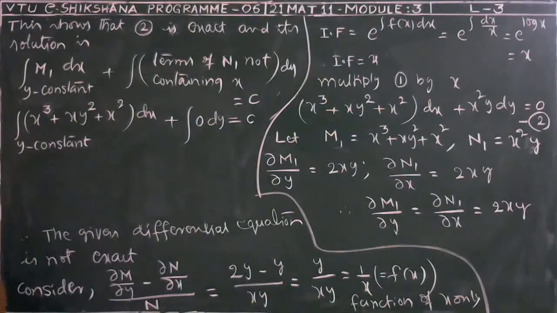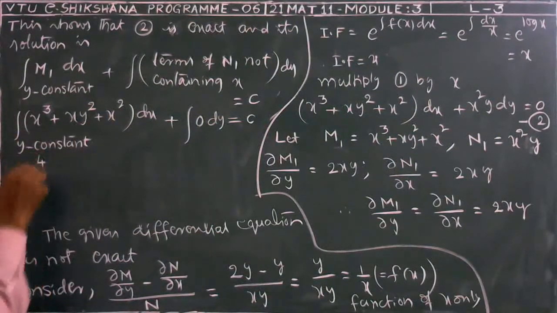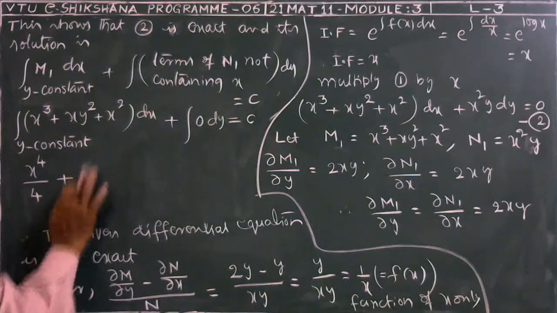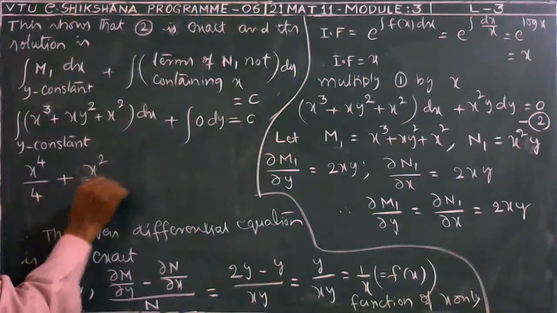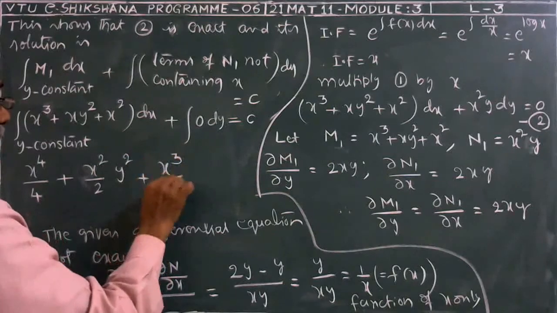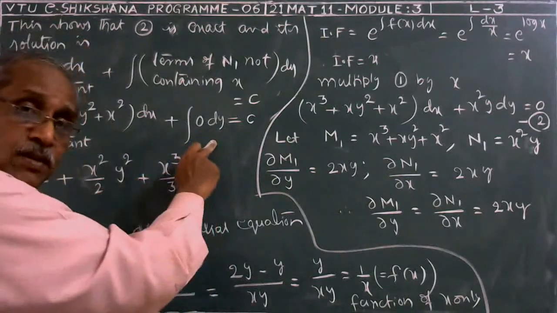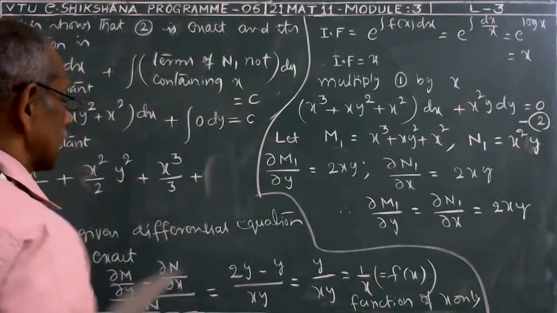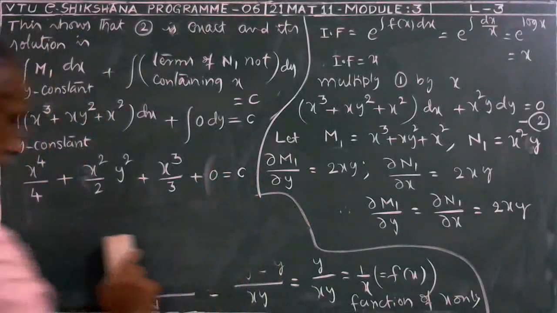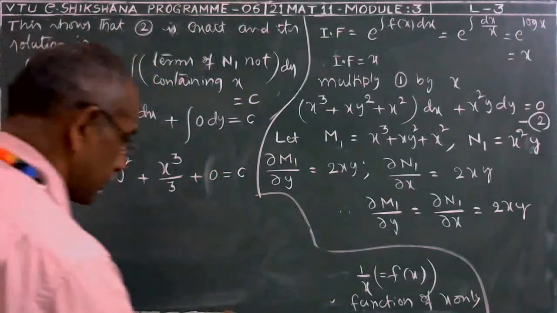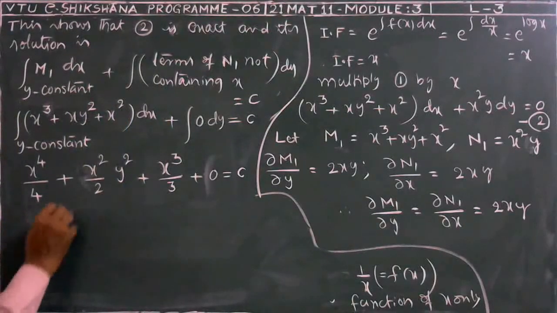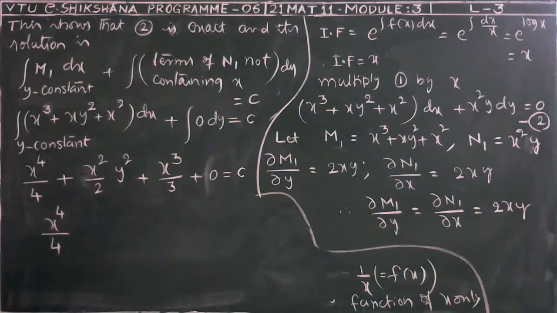Now let me integrate with respect to x, keeping y constant. So this is x to the power 4 divided by 4, plus y squared is constant, so the integration of x is x squared by 2 into y squared, plus the integration of x squared is x cubed by 3, plus 0, is equal to c. Now, just try to simplify this. Simplification is not possible.